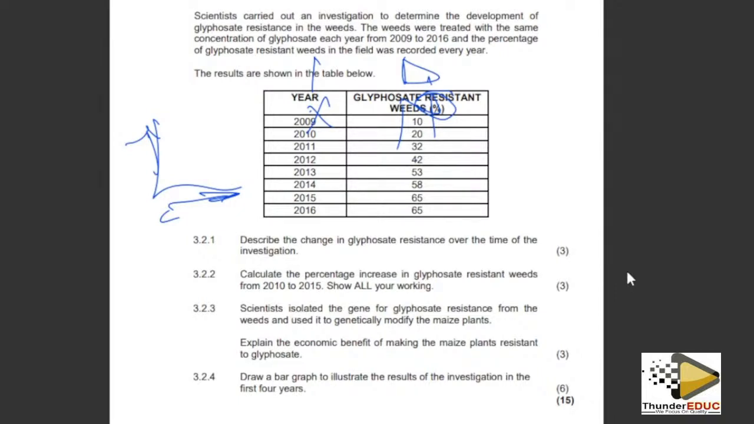Percentage increase is the last point. Percentage increase is always final minus initial divided by initial. Is it clear? Yes. So please don't forget that. It is final minus initial divided by initial times 100%, so that now you get all the marks.